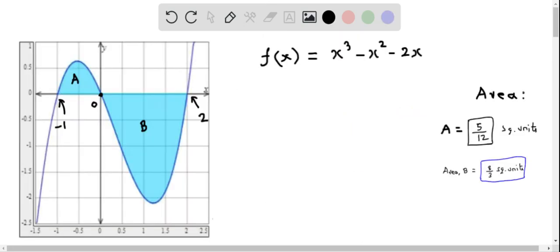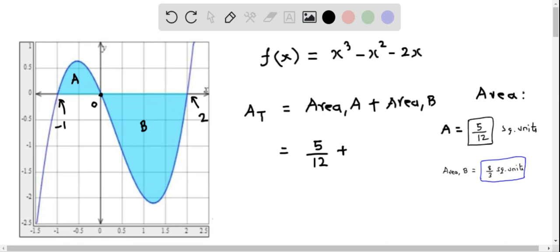We now find the total area of the shaded region, which is represented by A sub T, and this equals the area of the shaded region A plus the area of the shaded region B, which we have already found. So we just have to add these two areas together. So the area of shaded region A is 5 twelfths, and the area of shaded region B is 8 thirds.